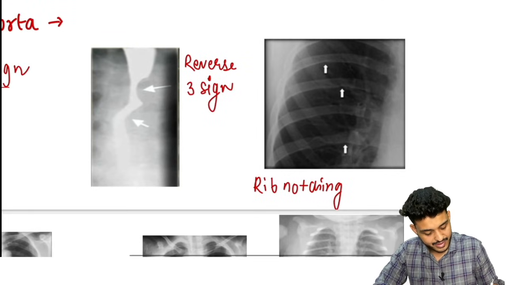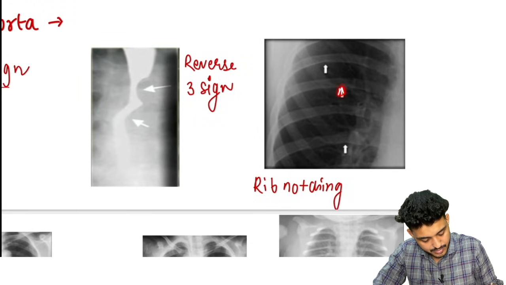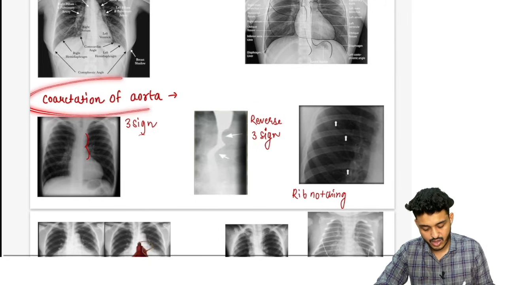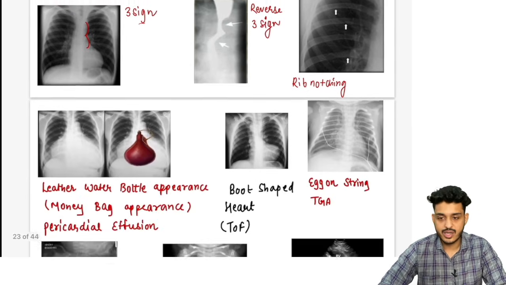Here you will have this rib notching. Can you appreciate this rib notching that we are having, right? This is the rib notching that we have in cases of coarctation of aorta, beta, coarctation of aorta.